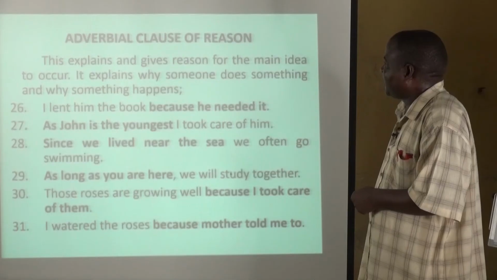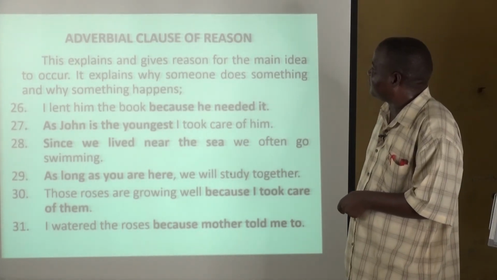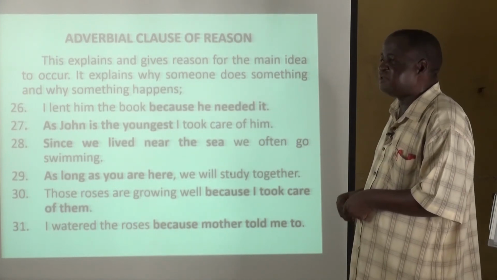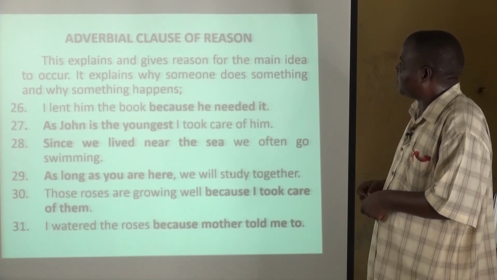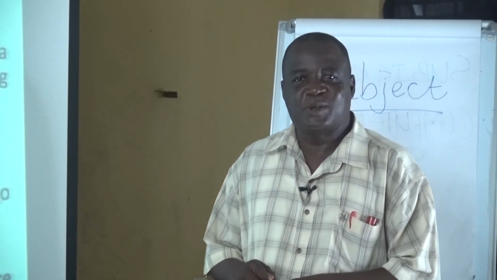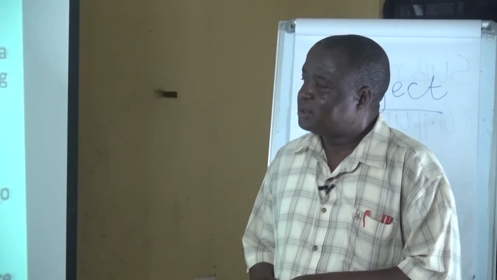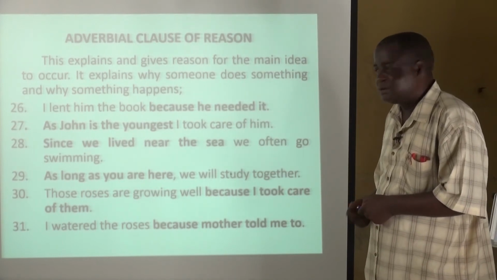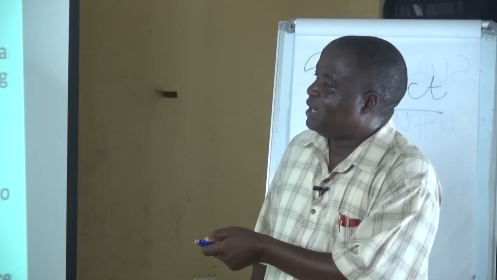Next slide. Adverbial clause of reason. Now this explains and gives reasons for the main idea to occur. It explains why someone does something and why something happens. 26. I lent him the book. Why? Because he needed it. Because he needed it modifies the verb lent.